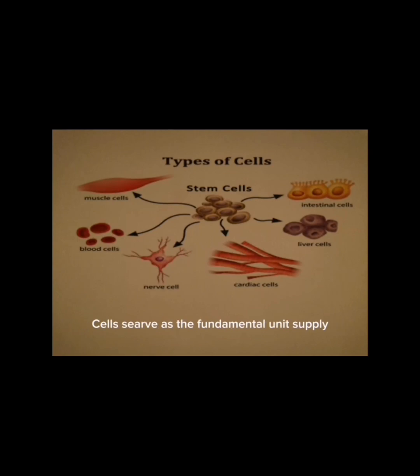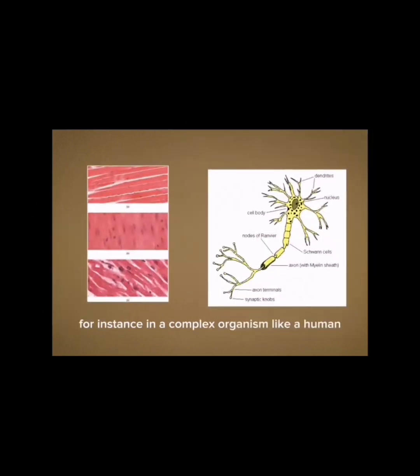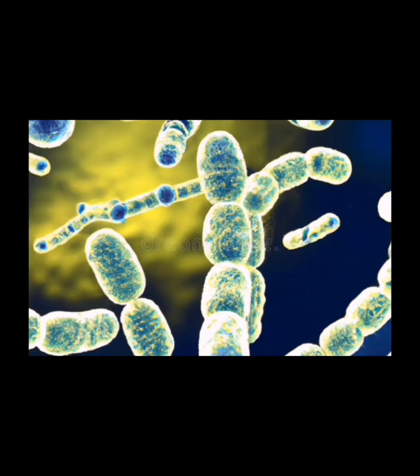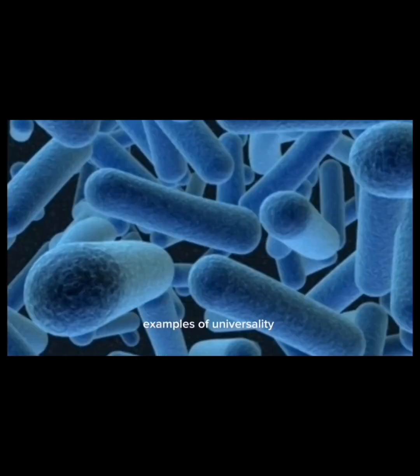Regardless of size or complexity, cells serve as the fundamental units of life. For instance, in a complex organism like a human, cells form tissues such as muscle or nerve tissues, each with specialized functions. Examples of universality: prokaryotic cells.